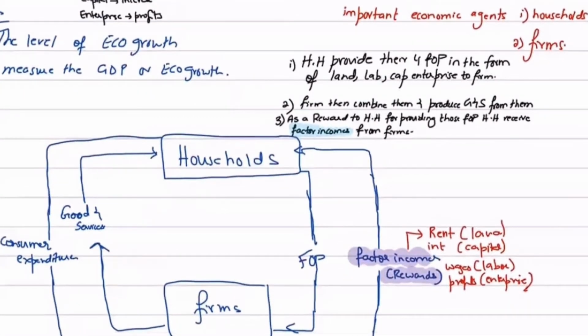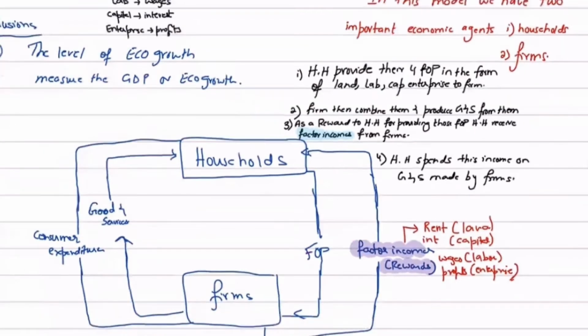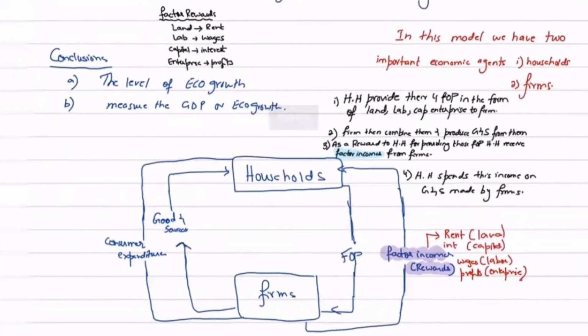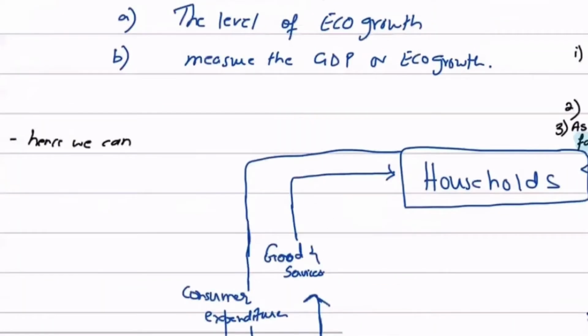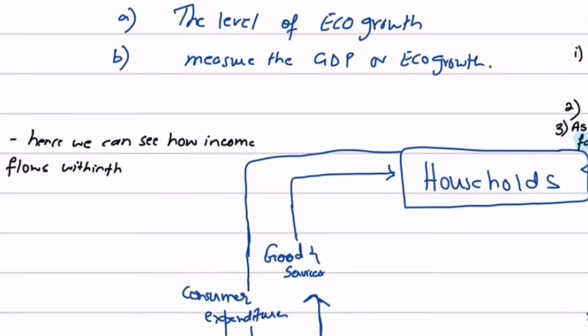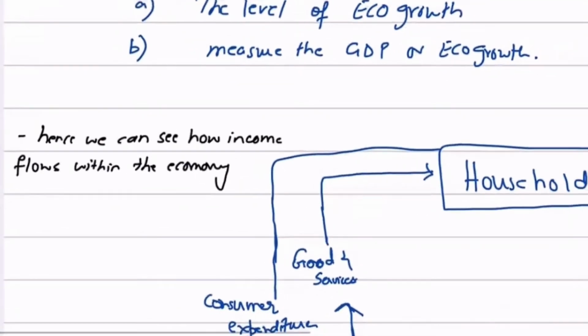So what do we conclude from this? The fourth point would be that households basically spend this income on goods and services made by firms, right? Understood? So what are we actually concluding? What is happening here is very important. Hence we can see how income flows. How is income actually flowing within the economy, from firms to households and from households to firms? Right? How the income is flowing within the economy.